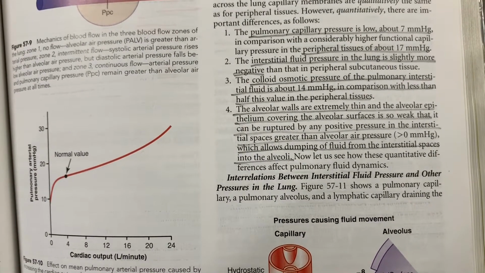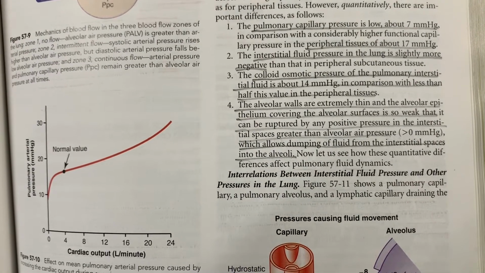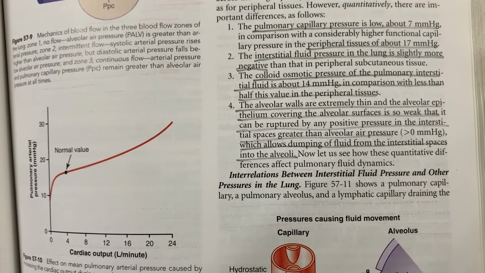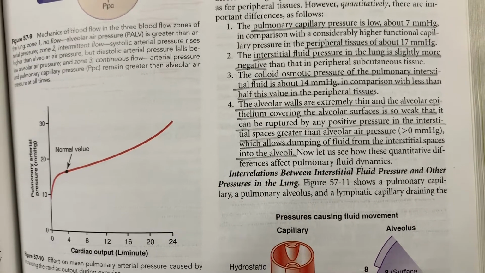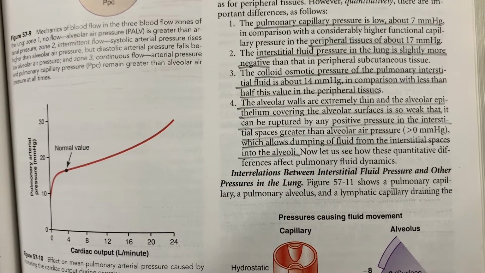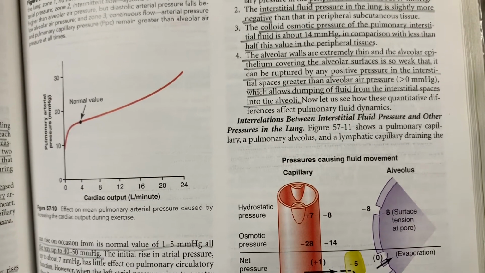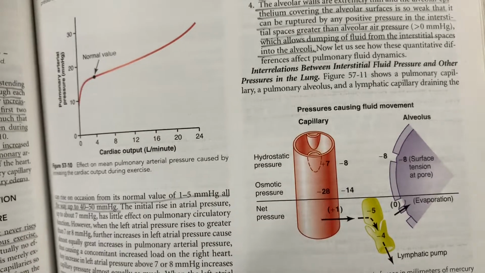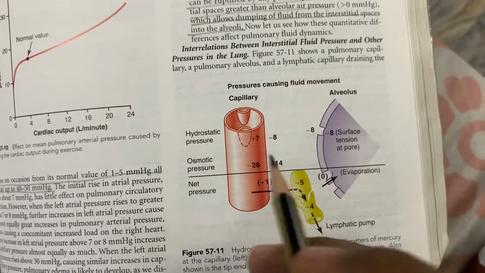The alveolar walls are extremely thin, and the alveolar epithelium covering the alveolar surfaces is so weak that it can be ruptured by any positive pressure in the interstitial spaces greater than alveolar air pressure, which allows dumping of fluid from the interstitial spaces into the alveoli. So now let us see how these quantitative differences affect the pulmonary fluid dynamics. If you look at this diagram, this explains everything.